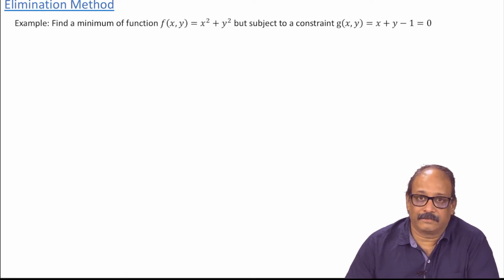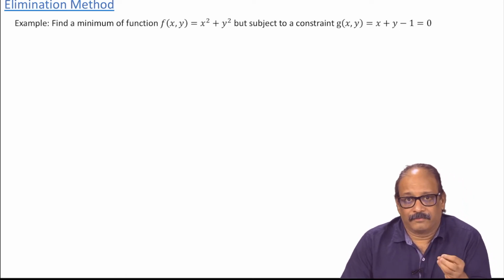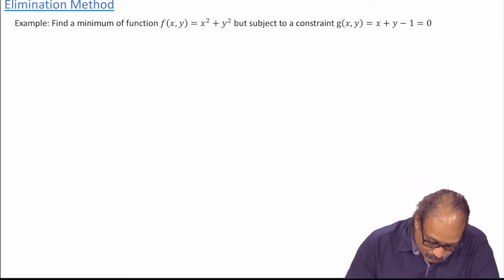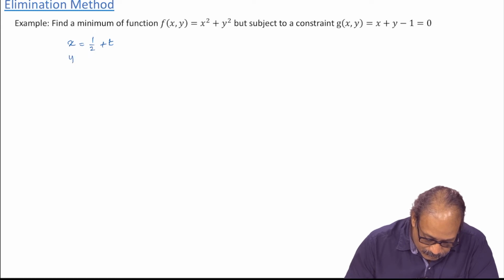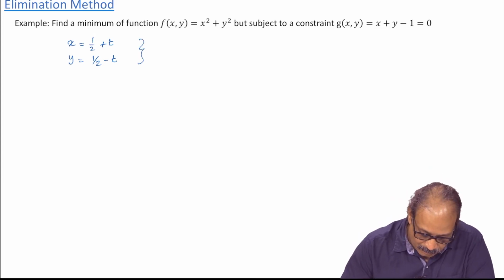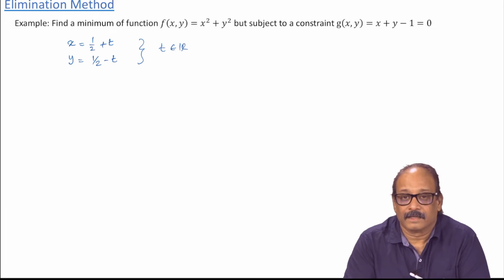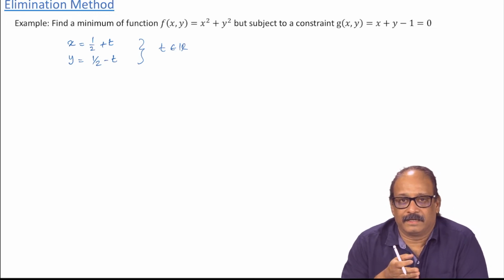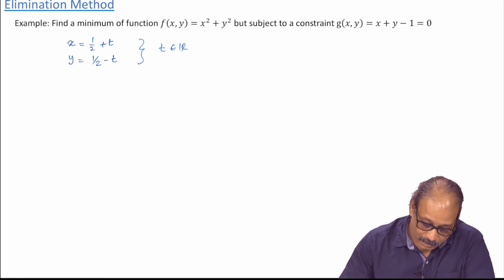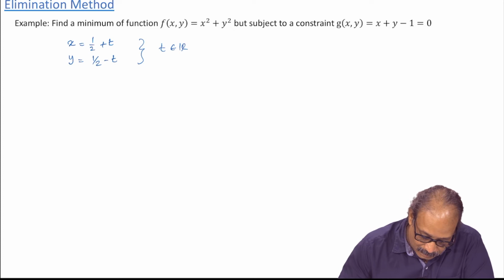So, from the constraint equation, I am of course free to choose my generalized coordinates. So, I am going to do something like this. I am going to choose x is equal to half plus t and choose y is equal to half minus t, and where t of course is some real number. So, as t goes from minus infinity to plus infinity, you get points of this line. Okay. Now, put that back into the function.